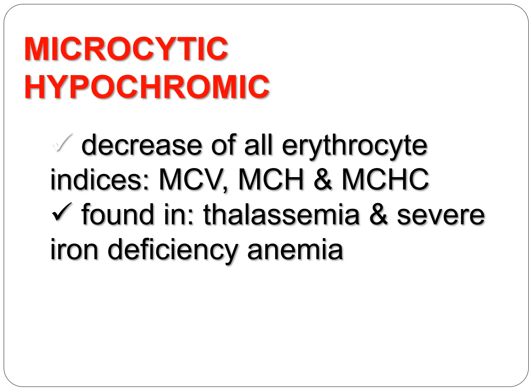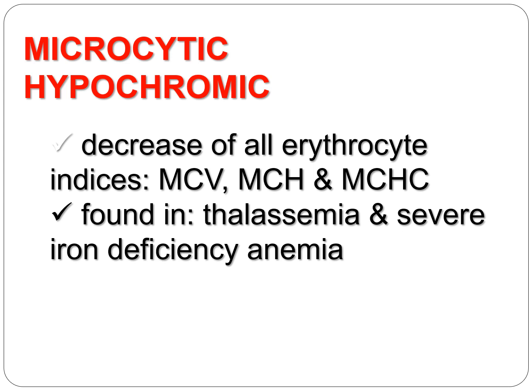So let's start with the microcytic hypochromic. Basically, there will be a decrease of all erythrocyte indices. We have the MCV, the mean corpuscular volume, which pertains to the size of the red blood cells, the MCH and the MCHC. The microcytic hypochromic type of anemia is found in thalassemia and, of course, in severe iron deficiency.